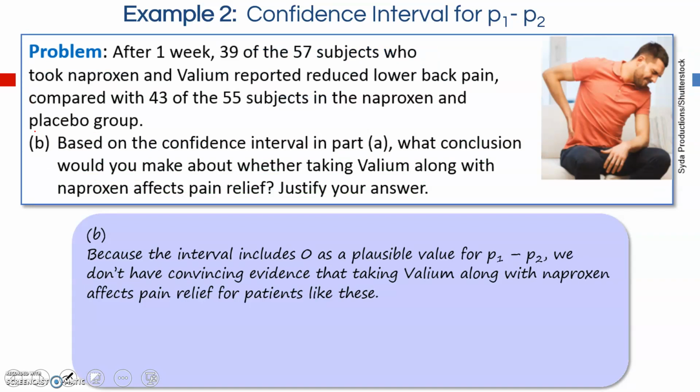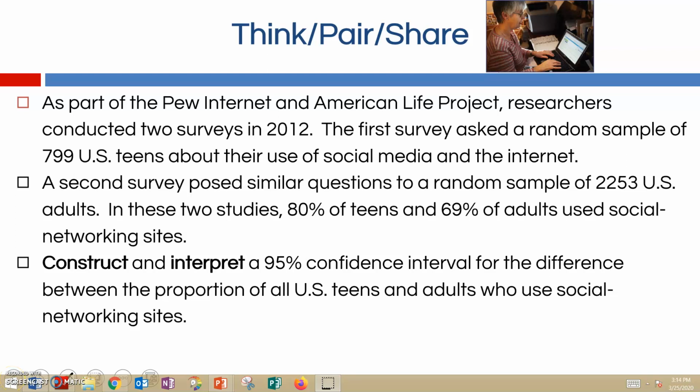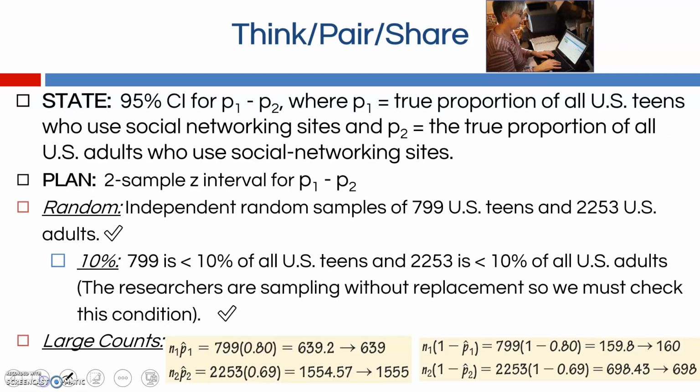But my last minute here, I wanted to give you guys this problem here. Take a quick look and we will discuss it after you read through it. Okay, so we're constructing a 95% confidence interval for the difference between the proportion of all U.S. teens and adults who use social networking sites. All right, I'm going to quickly take you through SPDC before we run out of time. So this is also in your slideshow, so just take a look at it. This does involve random sampling, so we are using the 10% condition. Keep that in mind. All of our calculations down here are done random 10% large counts.